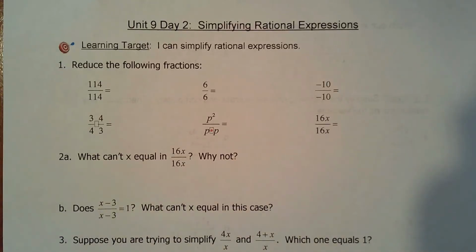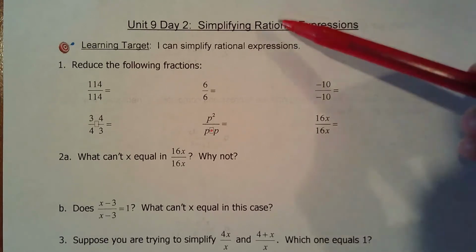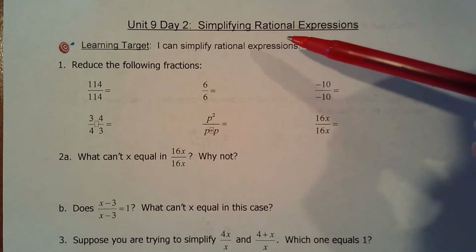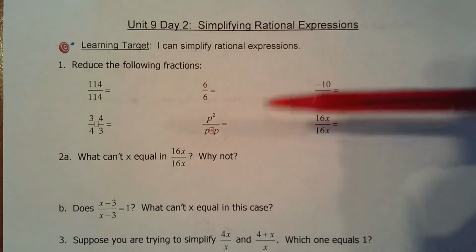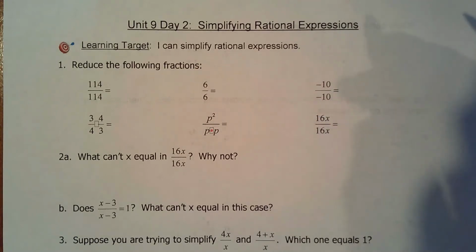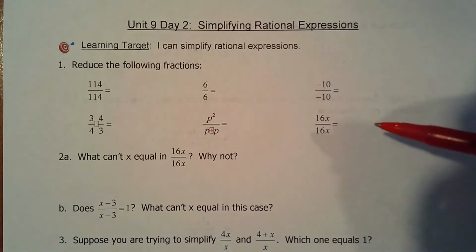Alright, so here is Unit 9, Day 2, and we're going to do some simplifying rational expressions. If you remember, rational is just anything that can be written as a fraction. So all these here, I got 6 examples of rational expressions. They're all written as fractions. And if you notice, there's one thing they have in common.